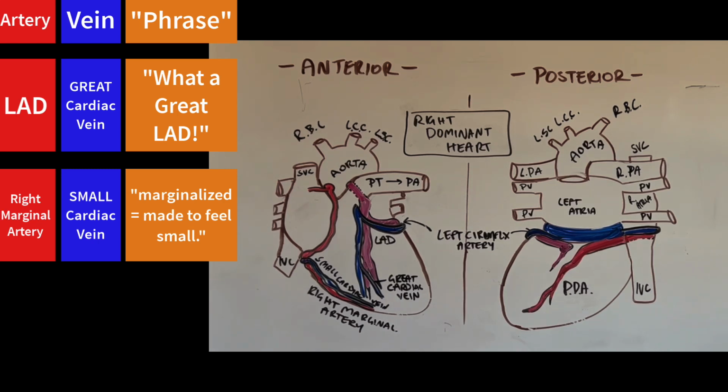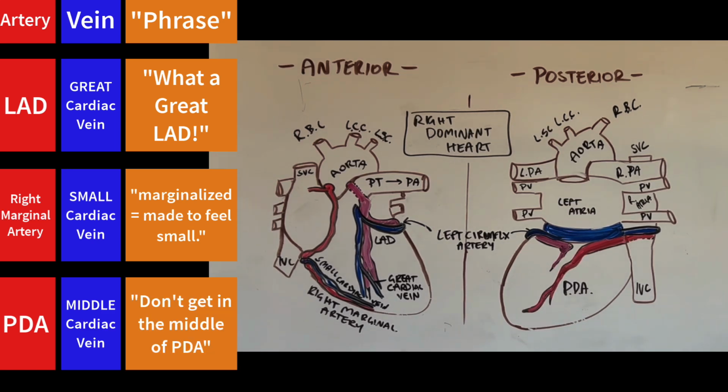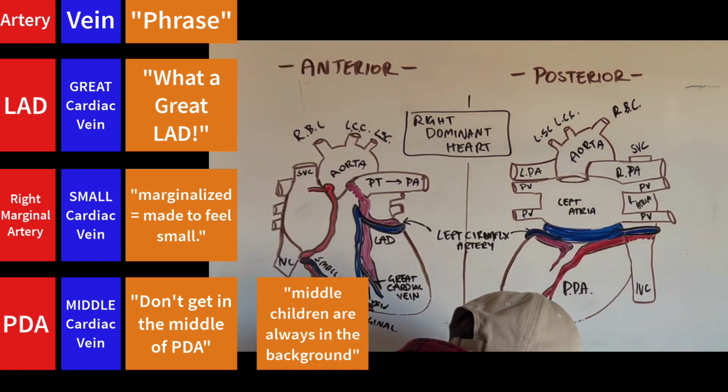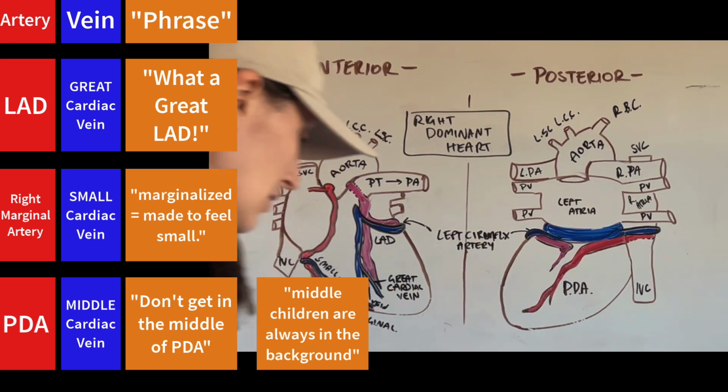Running with our posterior descending artery, so our PDA, we have another vein, and that vein is called the middle cardiac vein. I have two ways of remembering this. Don't get in the middle of PDA, meaning, for those who haven't put it together, that you should not get in the middle of public displays of affection. PDA. I also think that's just good life advice, but don't get in the middle of PDA, or middle children are in the background. I don't even know if you can see what that says, but it's to say, if you're a middle child, you're on the back. Posterior descending artery, middle cardiac vein.